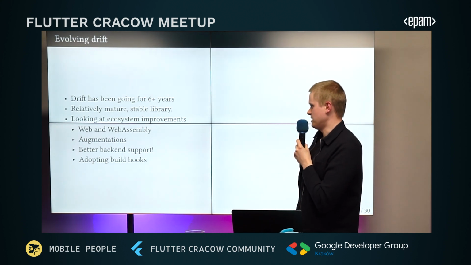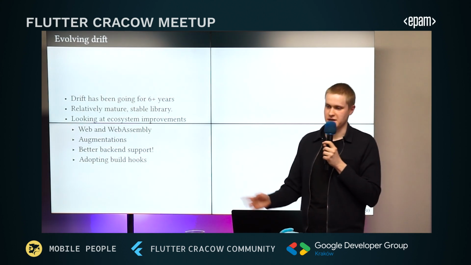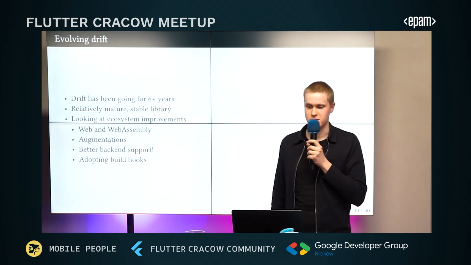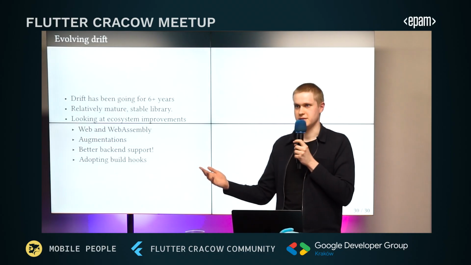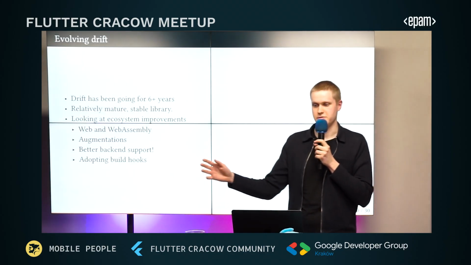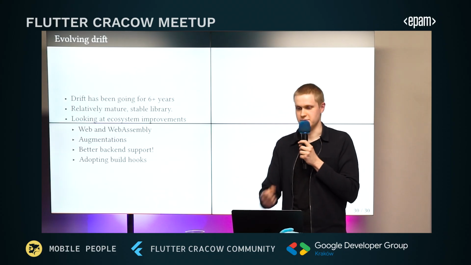I also want to look at better backend support. So Drift itself supports SQLite mainly. We also have some limited Postgres and MariaDB support. And I would like it to get a lot better at that, so that you can essentially use the same Drift database code in your front end, like in your Flutter app. And then if you have a Dart backend, you could ideally use the same code.